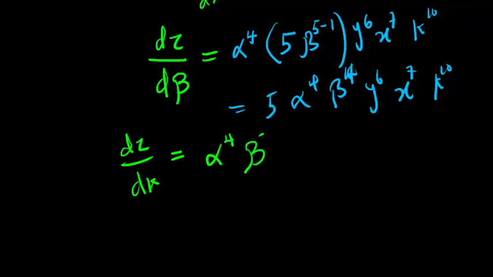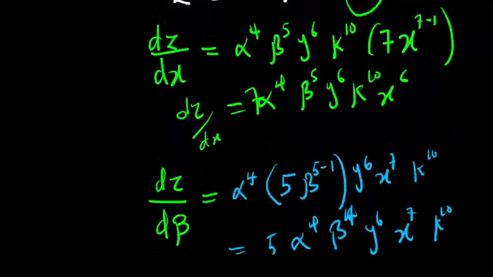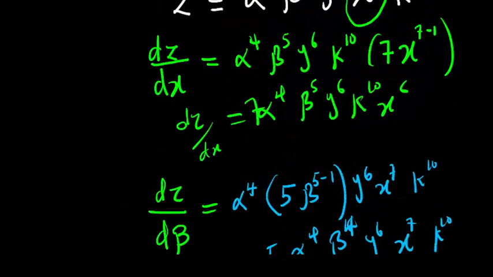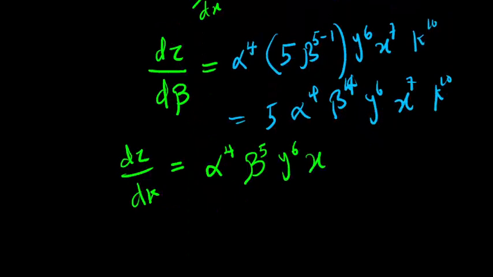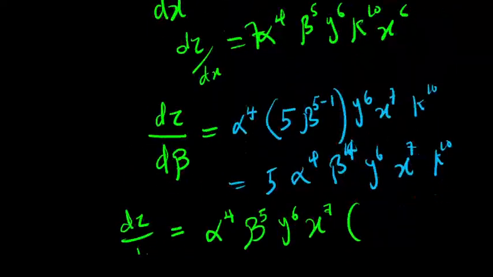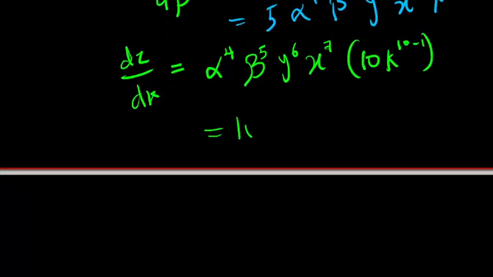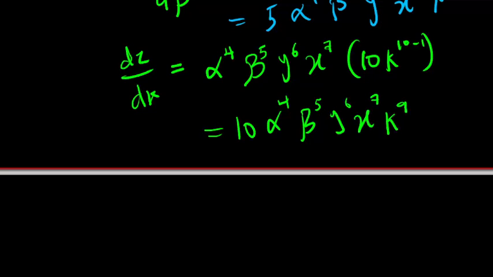Beta raised to power 5 is a constant. Y raised to power 6 is a constant. X raised to power 7 is a constant. That means I'm focusing only on k raised to power 10, so the 10 will come down. I have k to the power 10 minus 1. That means I have 10 alpha raised to power 4, beta raised to power 5, y raised to power 6, x raised to power 7, and k raised to power 9. That is the answer. So the z, the k is this.